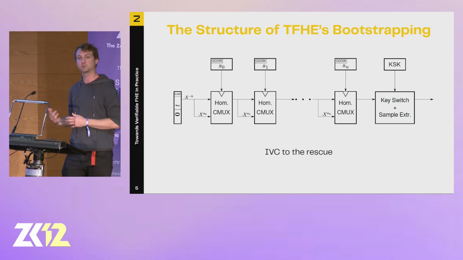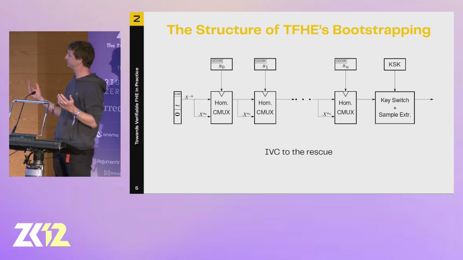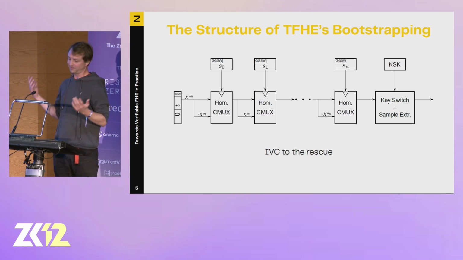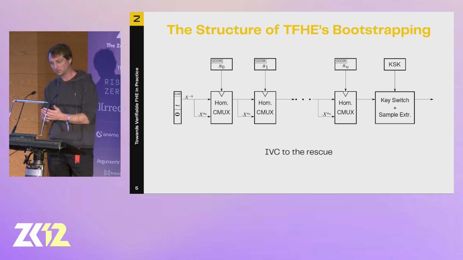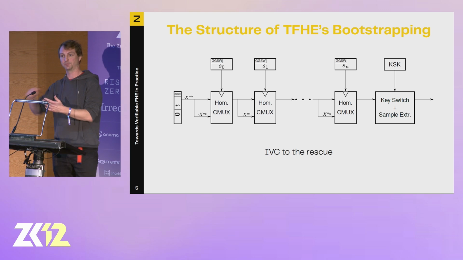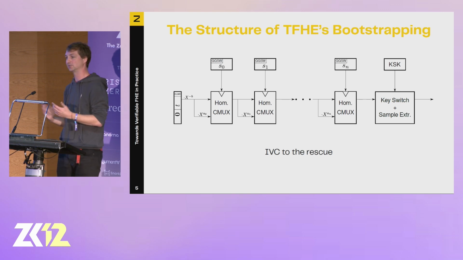So we're going to do the classic route of doing recursion-based IVC. The basic idea of recursion-based IVC, if you don't know, is that in every loop iteration, you're going to prove that your loop iteration is correct. But you're also going to prove that all the previous loop iterations were correct by verifying the proof of the previous loop iteration. It takes a moment to wrap your head around if you haven't seen it before.